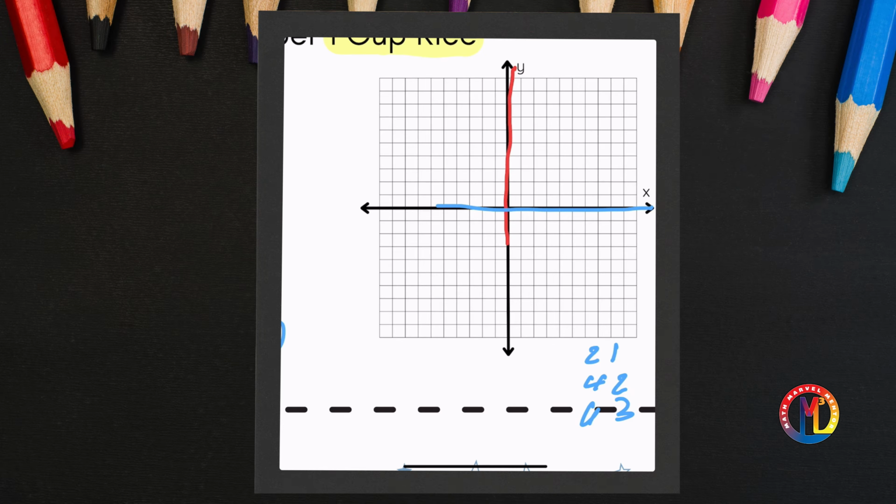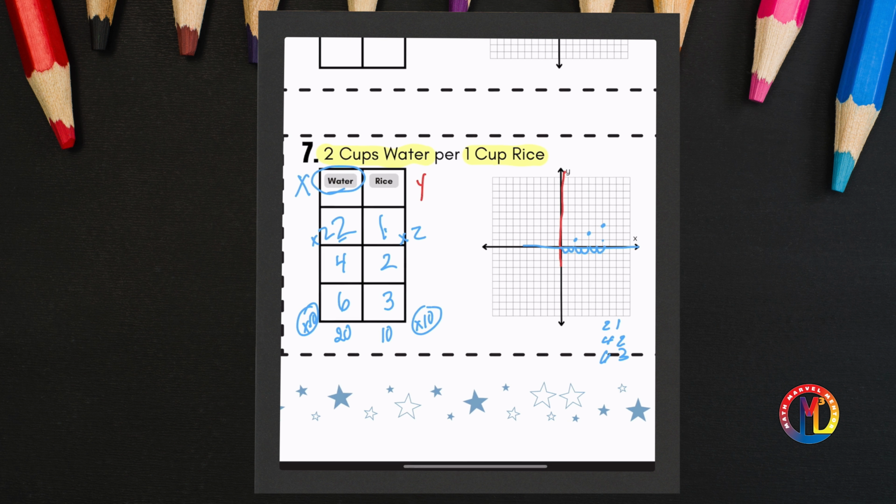So for 2 cups of water, I'm going to count over 1, 2, I would need 1 cup of rice. For 4 cups of water, I would need 2 cups of rice. And for 6 cups, 5, 6, I would need 1, 2, 3 cups of rice. So we can see the consistency, right? As we plot our points here.